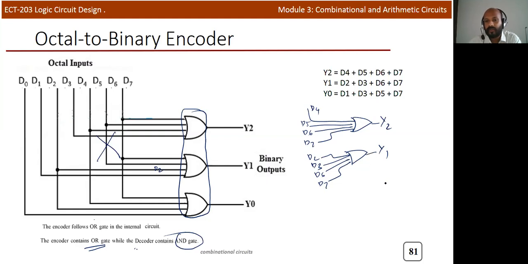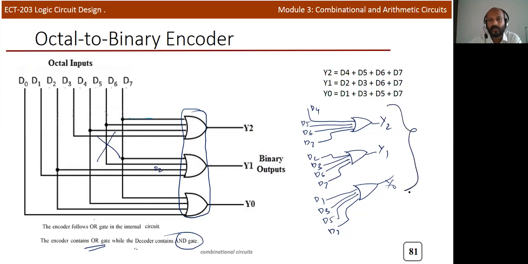Okay, and for Y0, again it is an OR combination. So you need to connect D1, D3, D5, and D7. So this is the logic circuit for Y0. And there is some mistake in this particular circuit, I think, so please consider this circuit. Okay, so this is the correct representation.